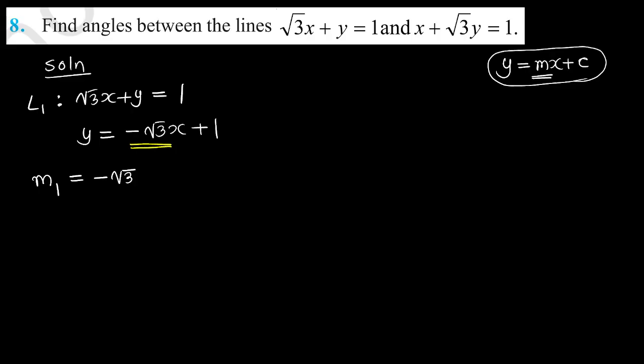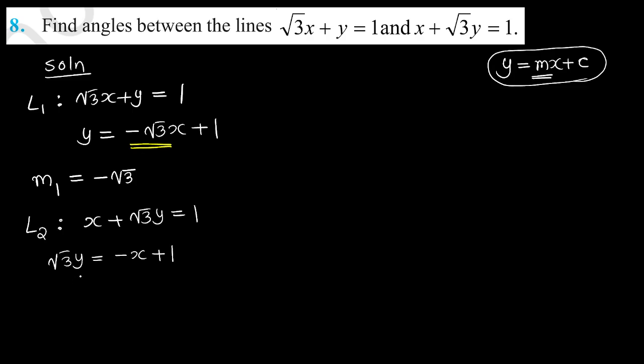All of you clear? Shivani, Devasri, Ashlin, Said, understood? Yes, sir. Okay. Then the second line. The second line is x plus root 3y equal to 1. I want to convert it to the form y equal to mx plus c. X is taken to the other side, so root 3y equal to minus x plus 1.